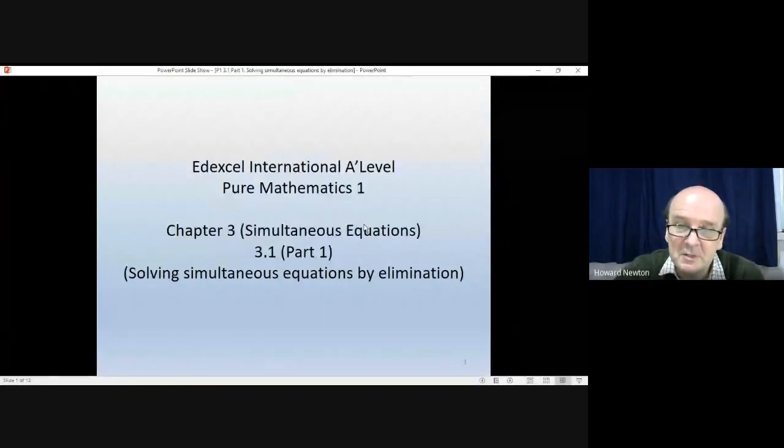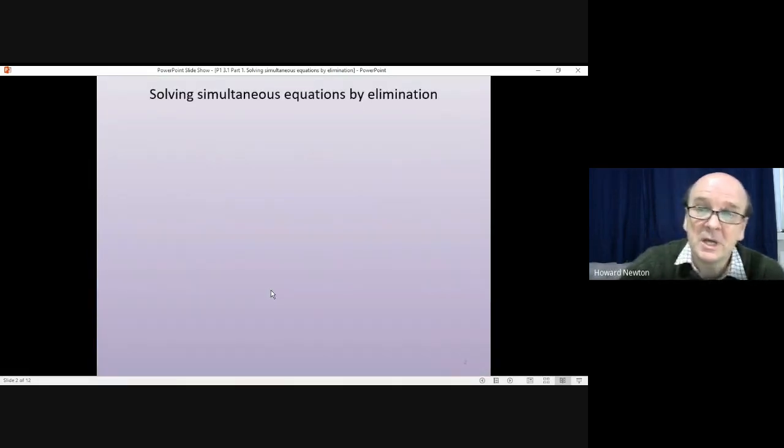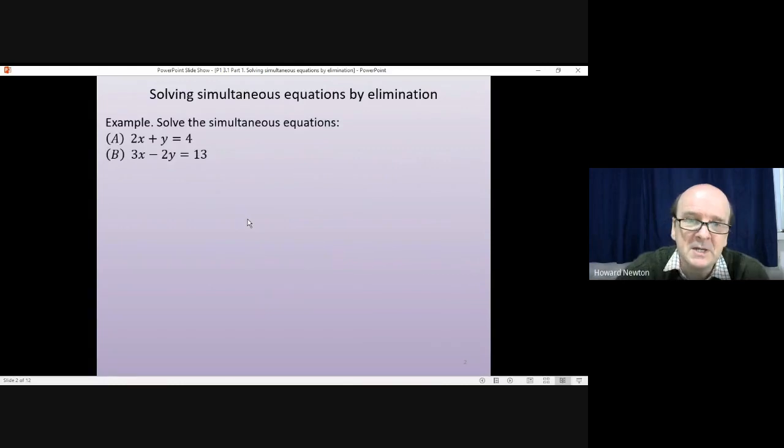We're on chapter 3 that looks at simultaneous equations, and we're in the first lesson on that chapter, which looks at how you solve simultaneous equations using the method of elimination. What we'll do is look at a question together, and then I'll give you 3 questions to have a go at by yourself. But first of all, we'll have a look at this example.